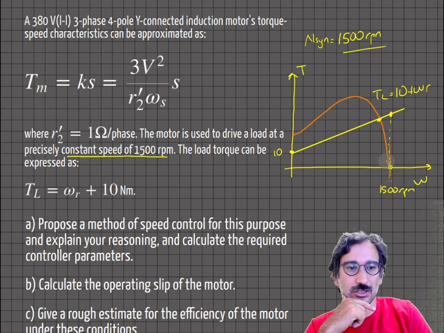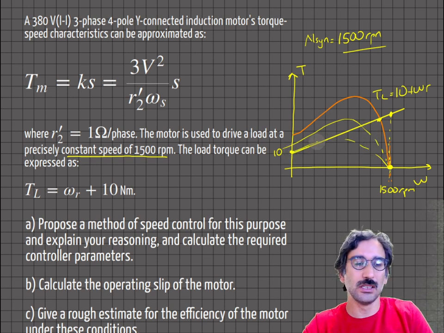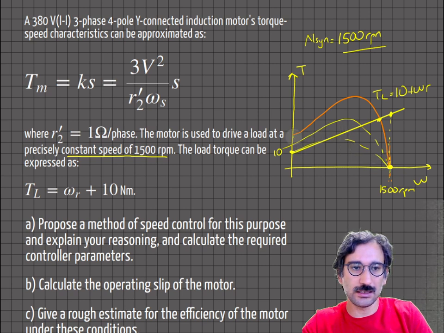So I can change the torque. I can change the voltage or resistance, so I can move the induction motor torque characteristics like that. But it will not be possible to run the motor precisely at 1500 rpm because I have to have some kind of slip for that purpose. The only solution would be to use a variable frequency drive.